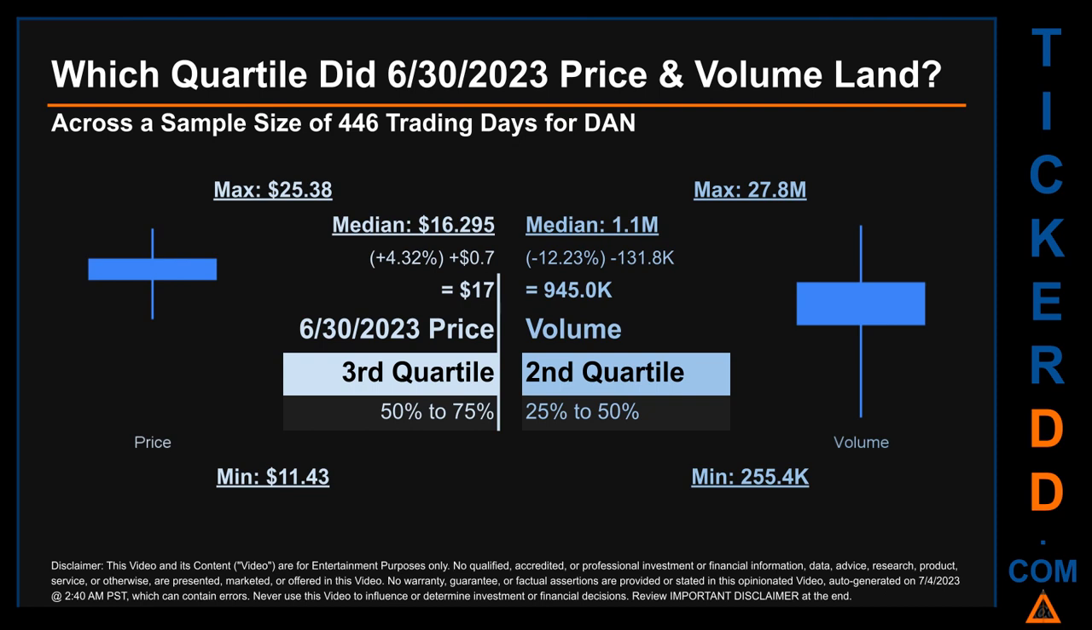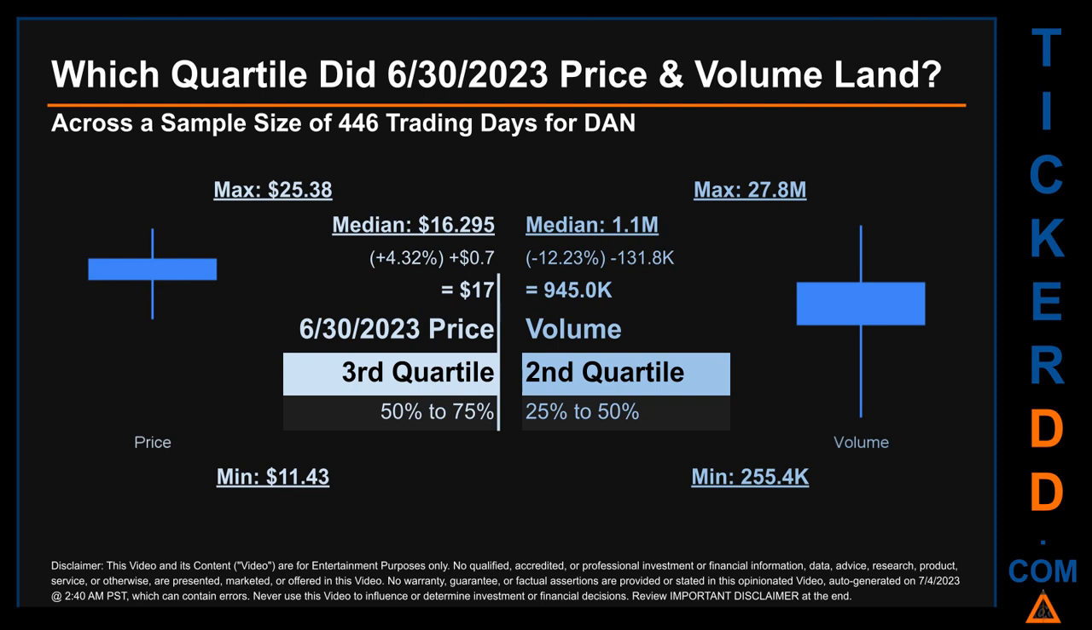Which quartile did June 30th, 2023 price and volume land? Across a sample size of 446 trading days, the maximum end-of-day price for DAN was $25.38 while the minimum was $11.43. Within that price range, June 30th, 2023 price, of $17, landed within the third quartile, placing it within the 50% to 75% range of all sampled end-of-day prices.